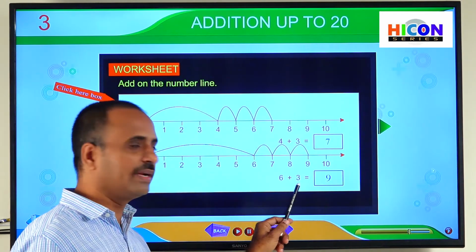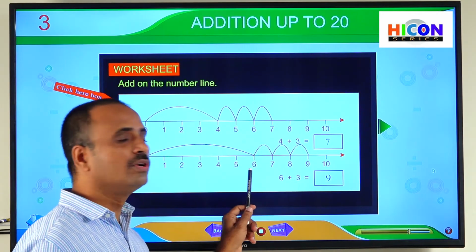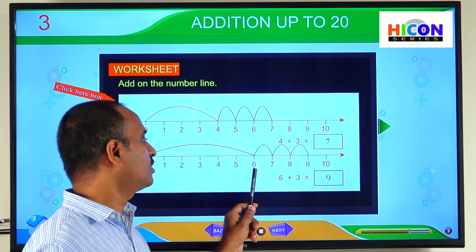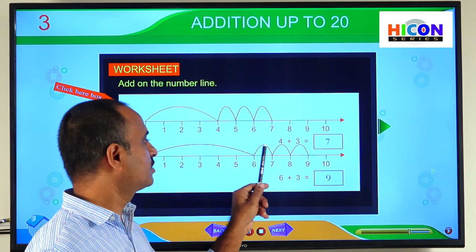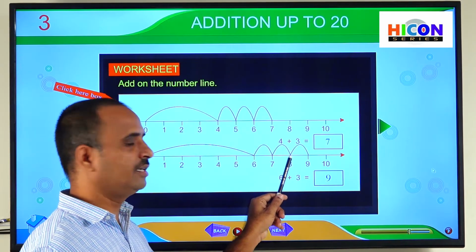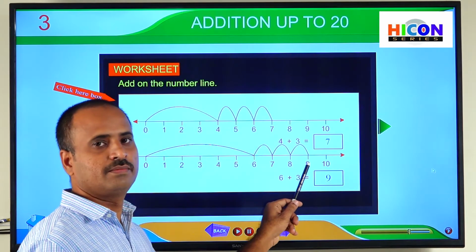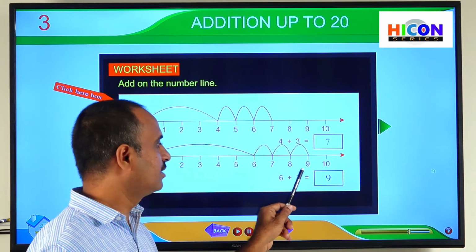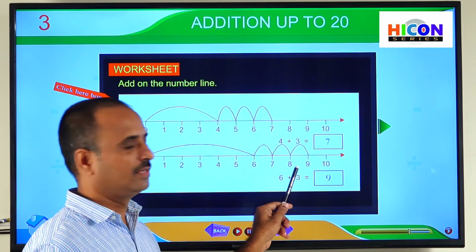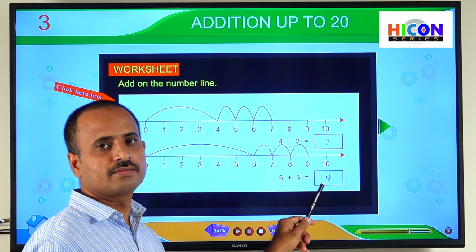Next, what is the second number here? 3. That means we have to move 3 steps forward starting from 6. So this is the first step, second step, third step. So what number you have reached? 9. So 9 becomes the sum. So write 9 in the box.